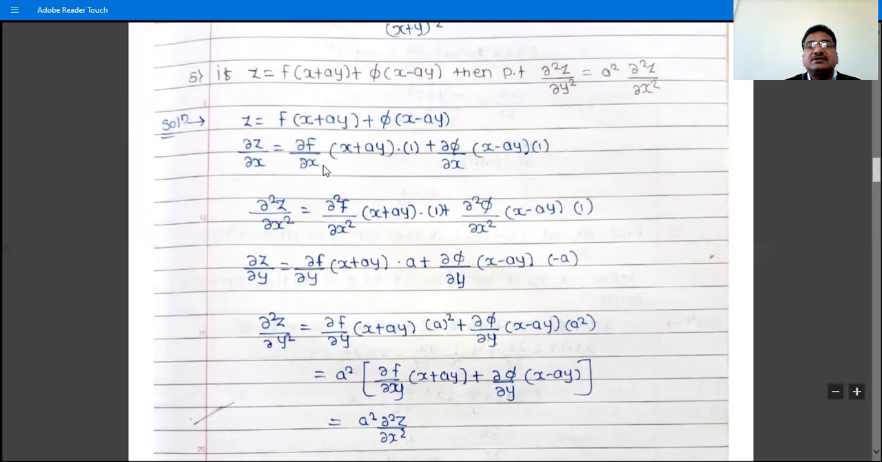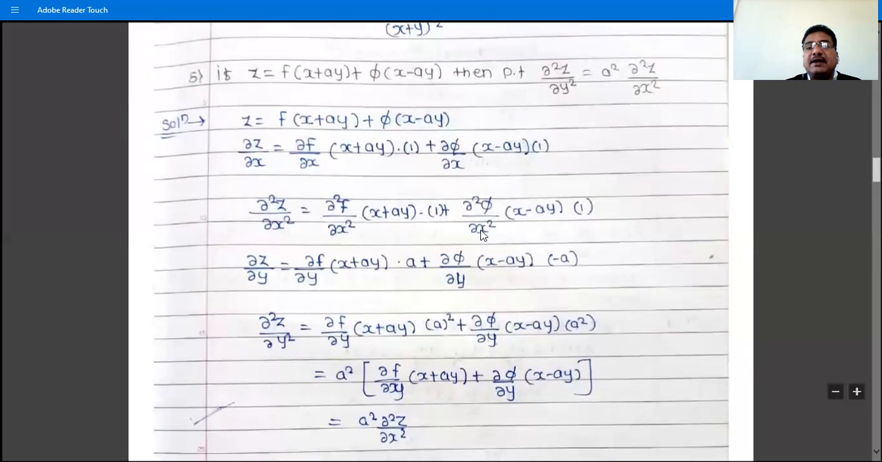∂f by ∂x, f dash of x plus ay into derivative of x plus ay with respect to x, which is 1, into 1. ∂phi by ∂x, phi dash of x minus ay into derivative of x minus ay with respect to x, which is 1. And then ∂²f by ∂x² is f double dash of x plus ay into derivative of x plus ay, which is 1.